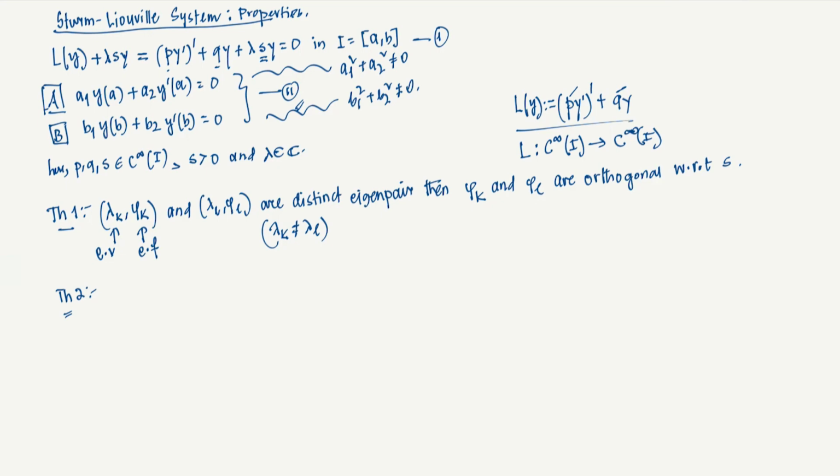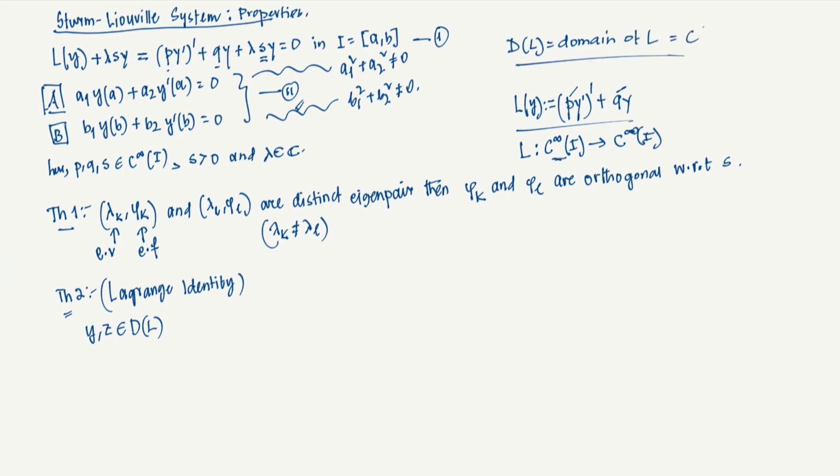Now Theorem 2. We are going to talk a little bit about an identity, which we will call the Lagrange identity. So what is a Lagrange identity? Let's understand this. First of all, we are going to assume that y and z are in D of L. D of L is the domain of L, and in our case the domain of L is C infinity of I.